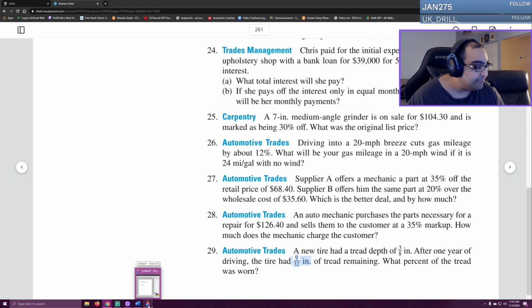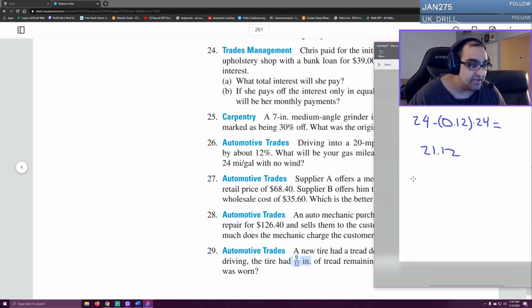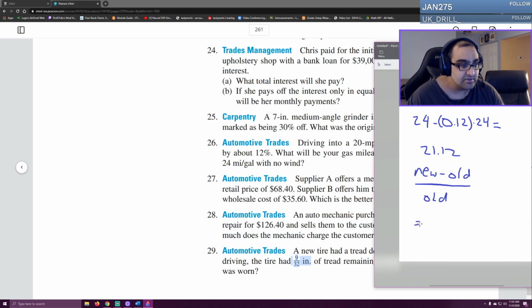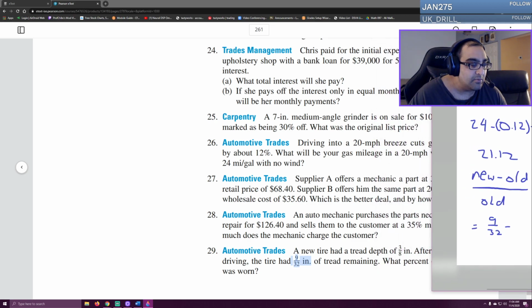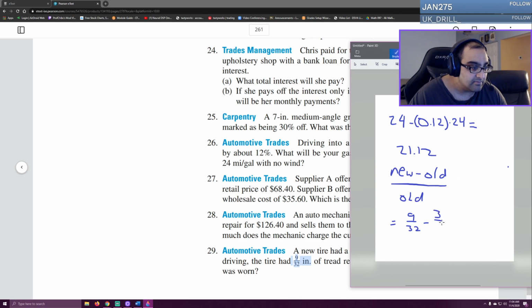All right. So the way this works is, if we want to find the percentage that was lost over that year for this particular tire tread, we use this little formula here. We do new minus the old amount, and we divide that by the old amount. So if we do that here in this case, the new amount after the year was up was 9/32. Then we subtract that from our original amount, which was 3/8. And we're going to divide that by the old amount here, which is 3/8.